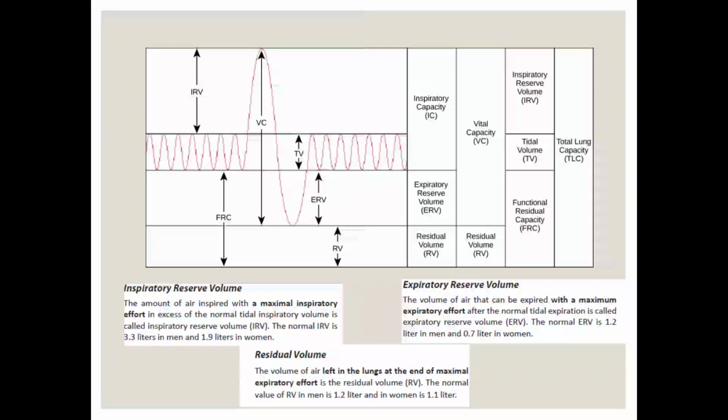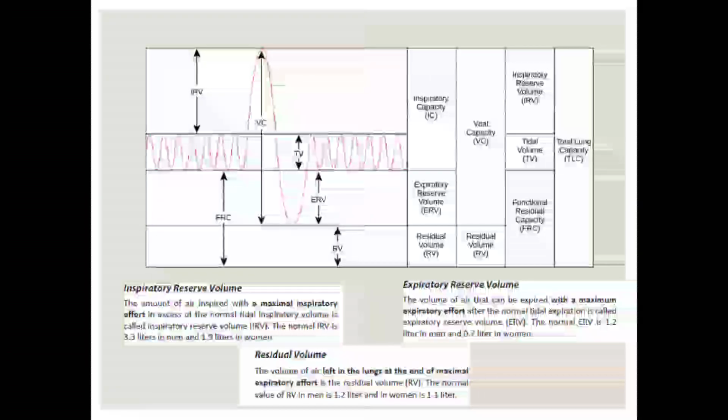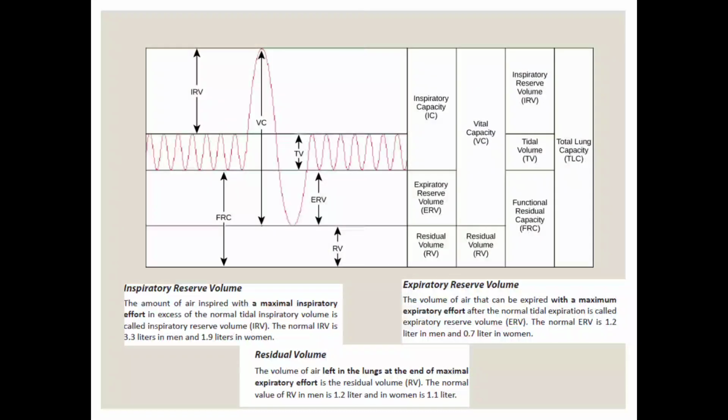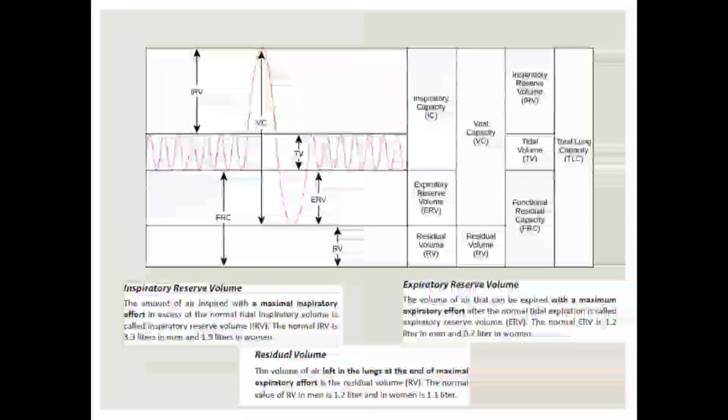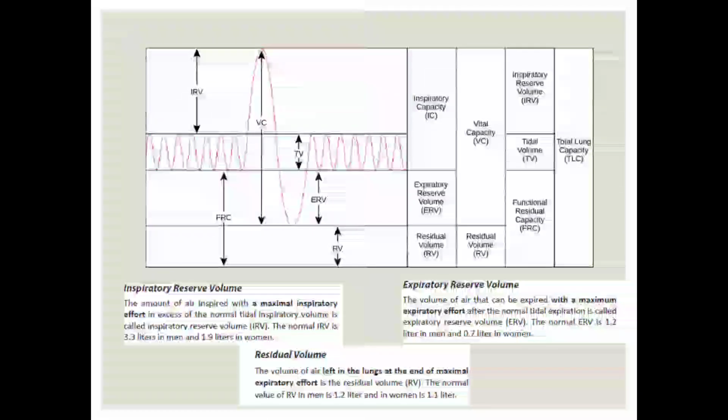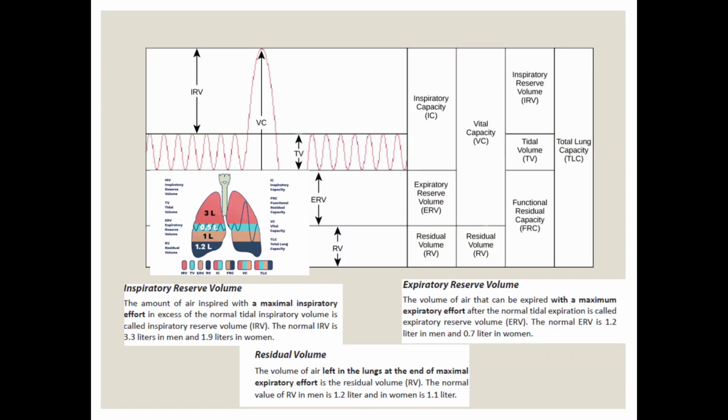Now come to the third volume, that is the residual volume. Even after forceful expiration, some amount of air will remain inside the lung. That is denoted as the residual volume. The volume of air left in the lungs at the end of maximal expiratory effort is the residual volume. The normal value of residual volume in men is 1.2 liter and in women it is 1.1 liter. So this is about the volumes.